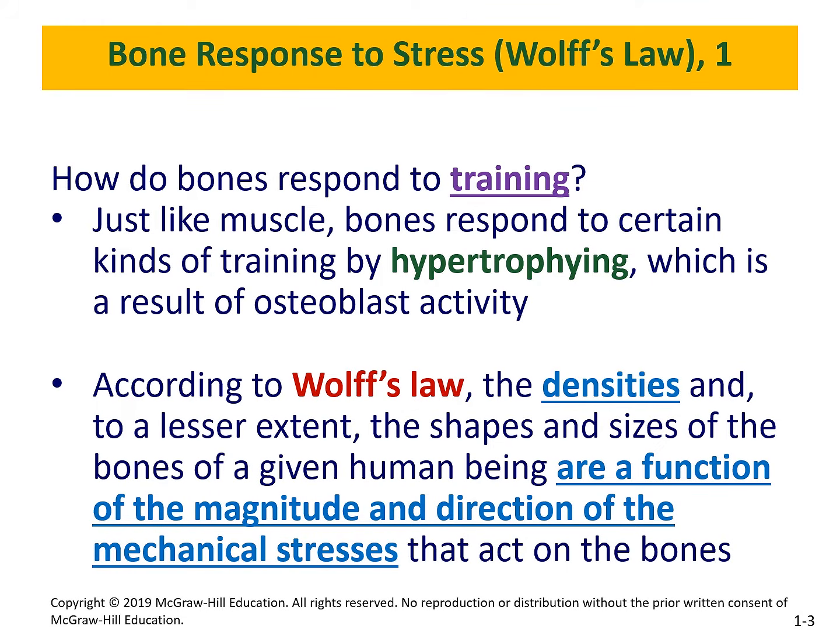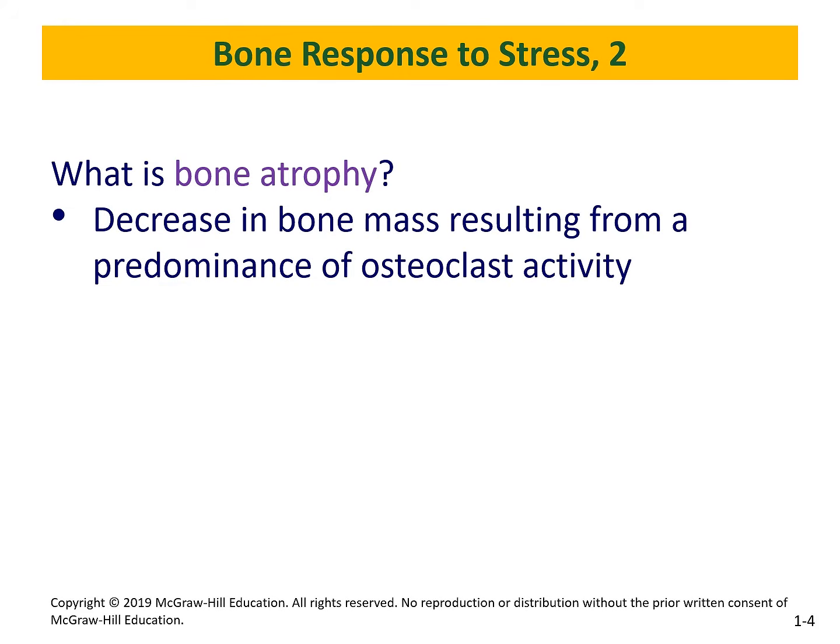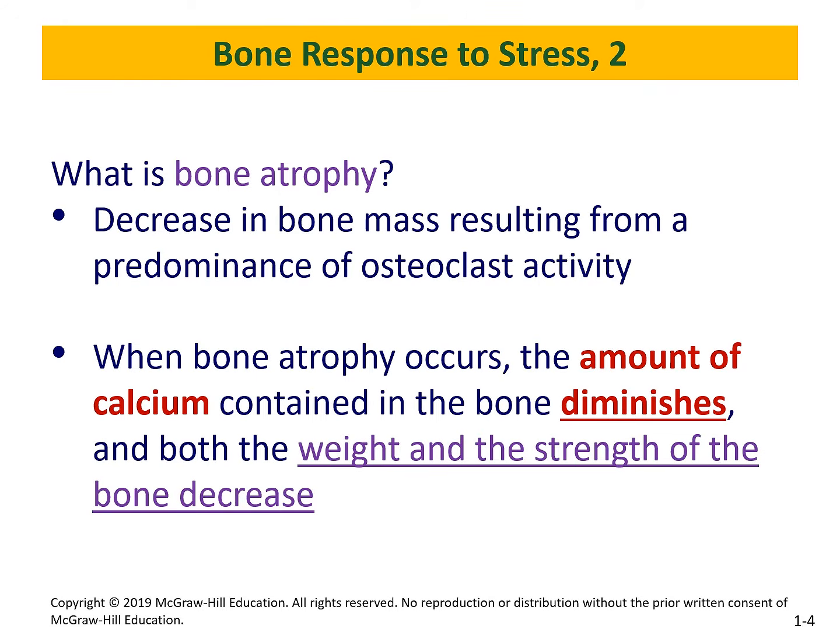That's a problem. Okay, what is bone atrophy? It's a decrease in bone mass resulting from a predominance of osteoclast activity, right? So the osteoclast is depositing a lot of acids and proteoglycans and dissolving the bone around them. And I'm going to show you pictures. When bone atrophy occurs, the amount of calcium contained in the bone diminishes. Where do you think the calcium will go? To the bloodstream. And people who have osteoporosis, when they do blood tests, they are trying to check how much calcium is in the bloodstream.